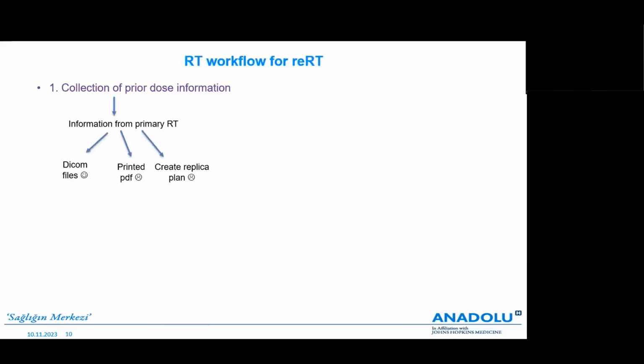So what about the workflow problem? You have a patient in the department and you would like to treat the patient, but you have really major problems if you are treating the patient a second time. The first is that in our department there is real difficulty in collecting prior treatment data. For information from the primary sites, you should ask for the DICOM data, which is very helpful for planning the secondary radiation. But sometimes you cannot reach this DICOM data, and then you get a printed PDF, of course. But the printed PDF sometimes gives us only limited information.